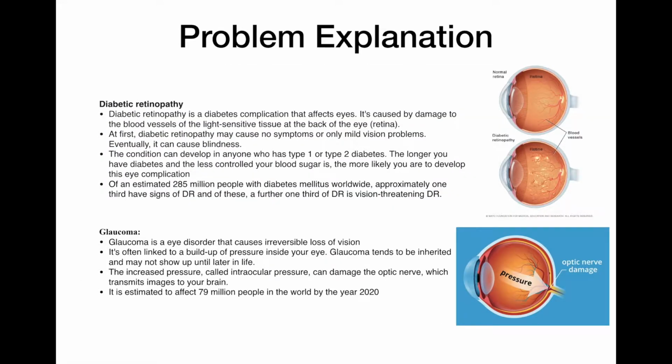Diabetic retinopathy is a diabetes complication caused by damage to blood vessels of the light sensitive tissues of the back of the eye, called the retina. With 285 million people with diabetes, one third of them have signs of DR.